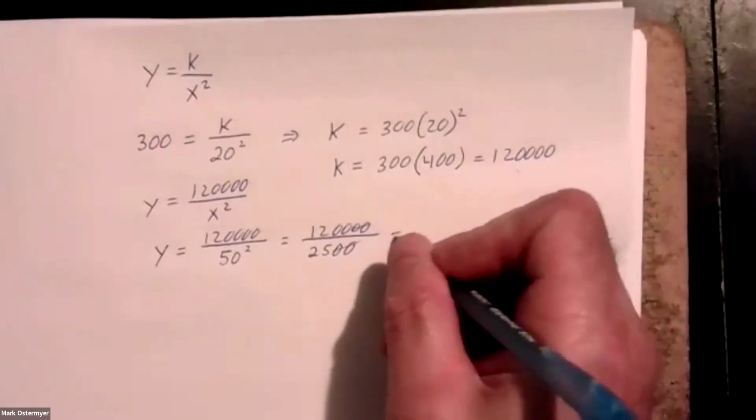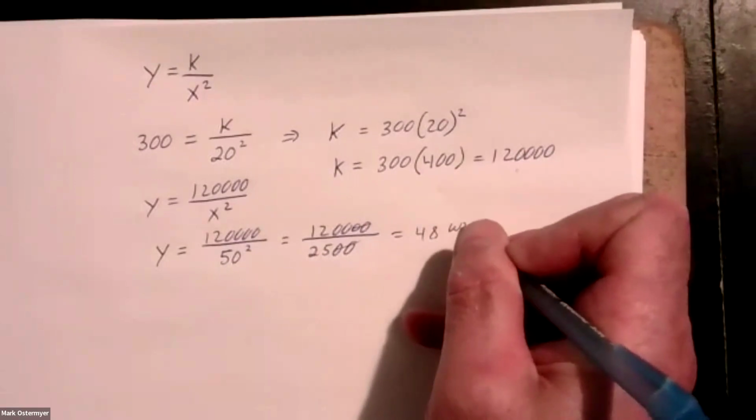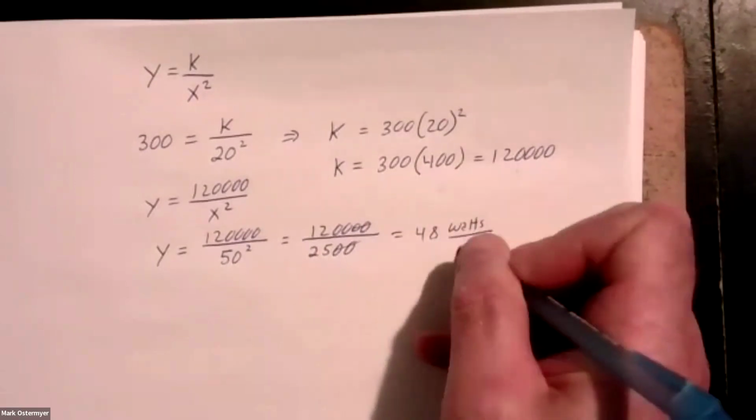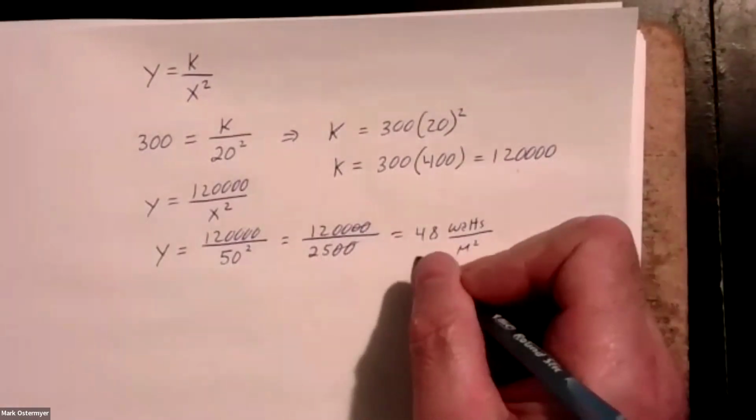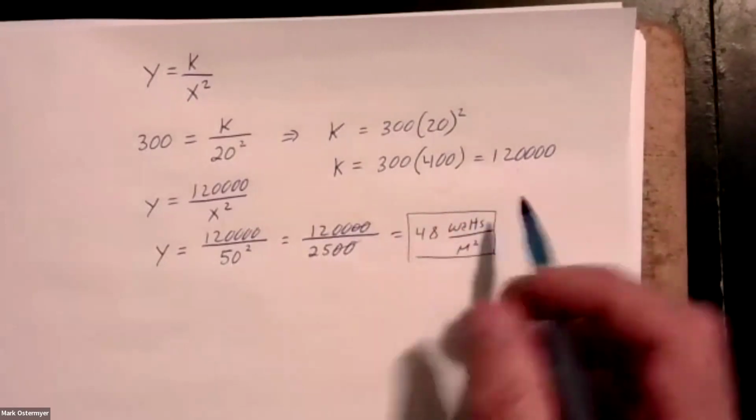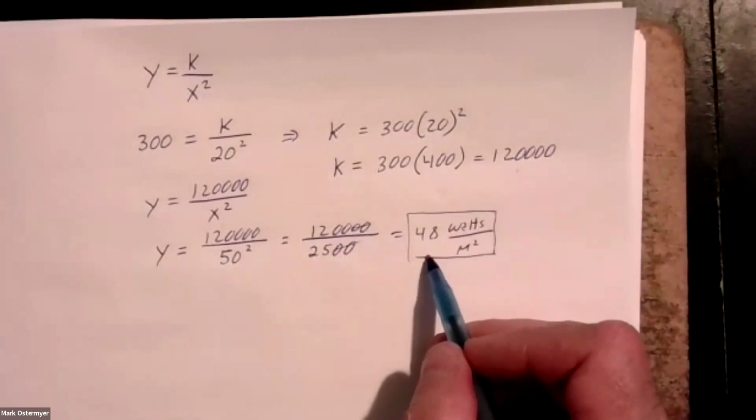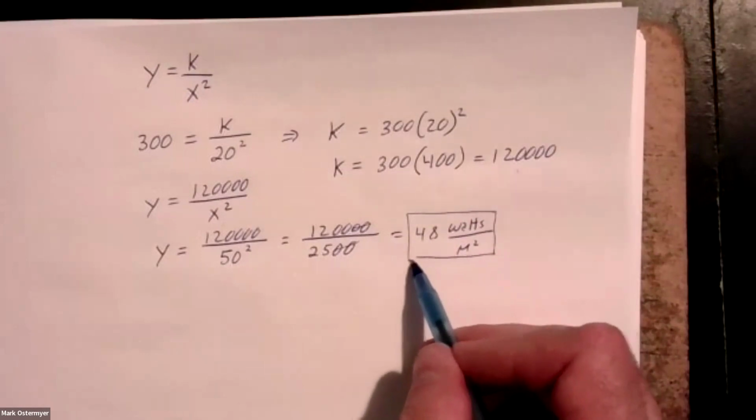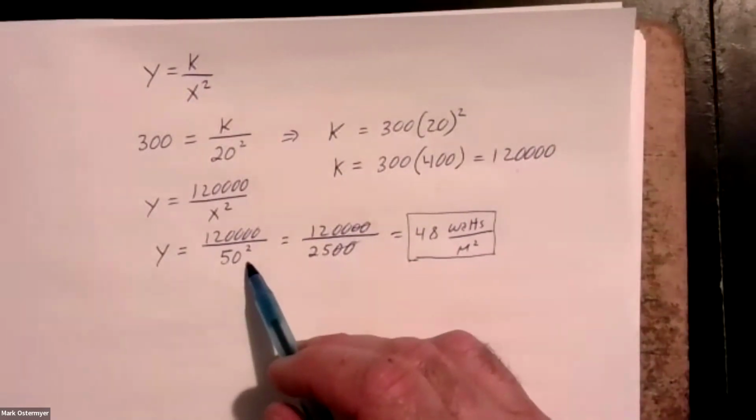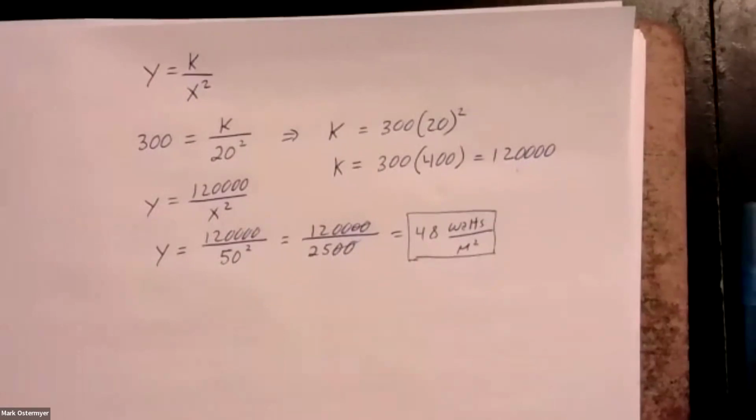It's going to be 48 watts per square meter. Okay, so you can see that the sound intensity drops off radically with distance. It doesn't drop off at a linear rate. It drops off with an inverse square rate. Okay. All right, anybody get that?